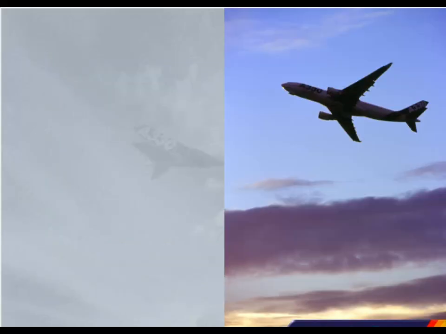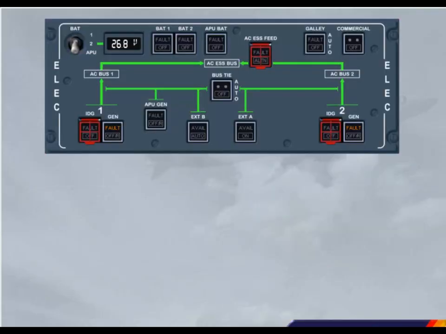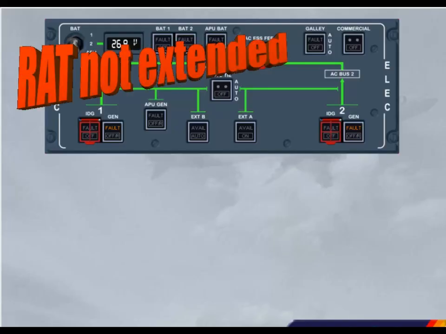We will now review some indications we did not have the opportunity to see when performing the previous procedures. As a result of a severe electrical failure and a lack of hydraulic power to actuate the emergency generator, the RAT is normally automatically deployed. During the RAT extension, the electrical system is powered from the batteries. The approximate flight time on batteries is 30 minutes. Let's see what happens if the RAT fails to deploy automatically.